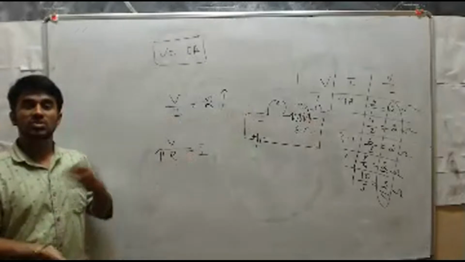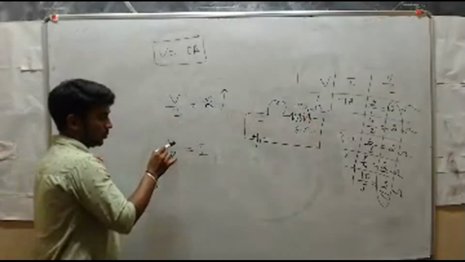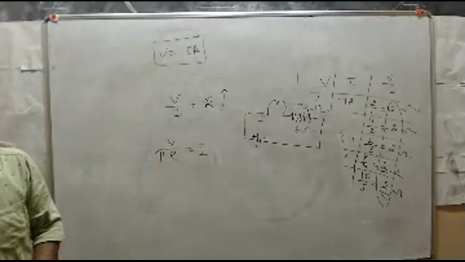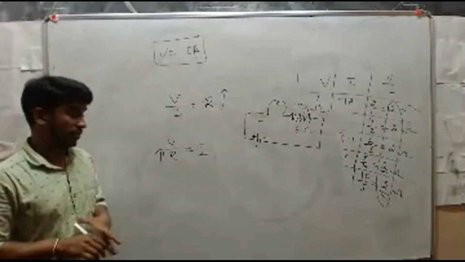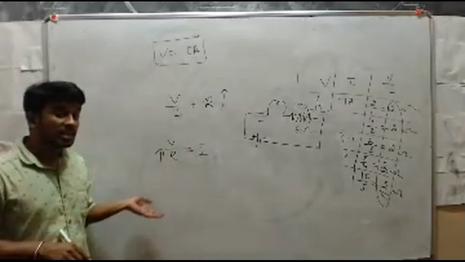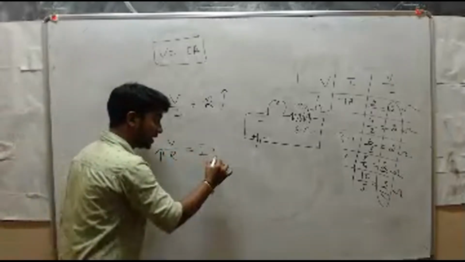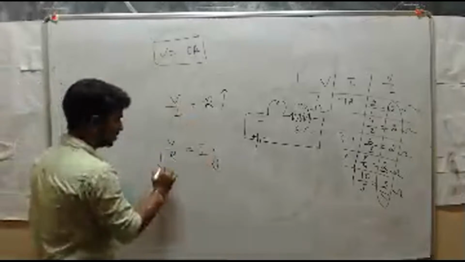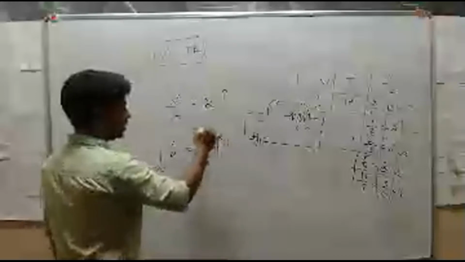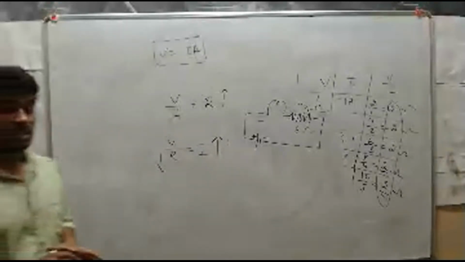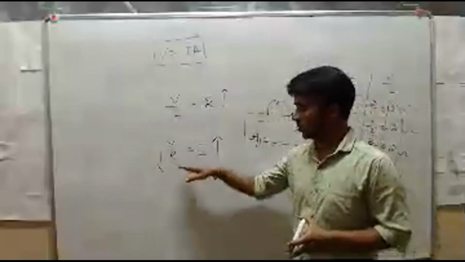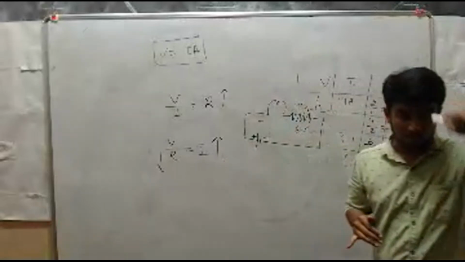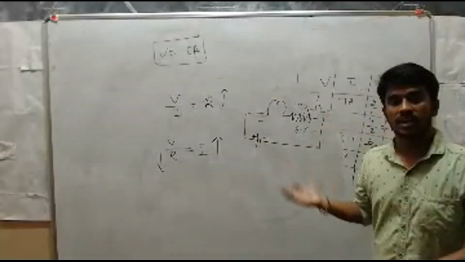Whatever the current, it increases or decreases. Now see here, voltage is directly proportional to current. But resistance is inversely proportional to current. Are you getting my point? When you increase the voltage, current increases. But when you increase the resistance, then current decreases. When you decrease the resistance, then current increases. So current is inversely proportional to resistance. Keep it in your mind.